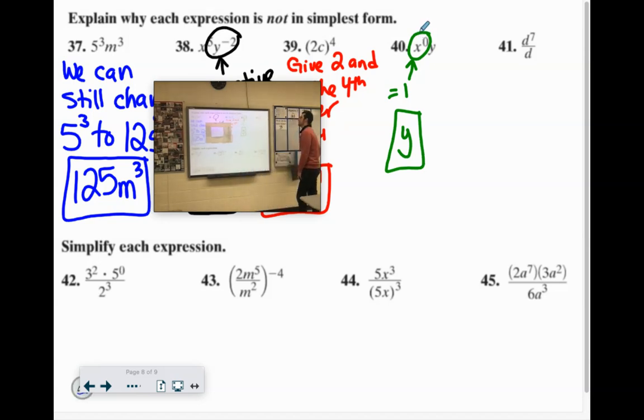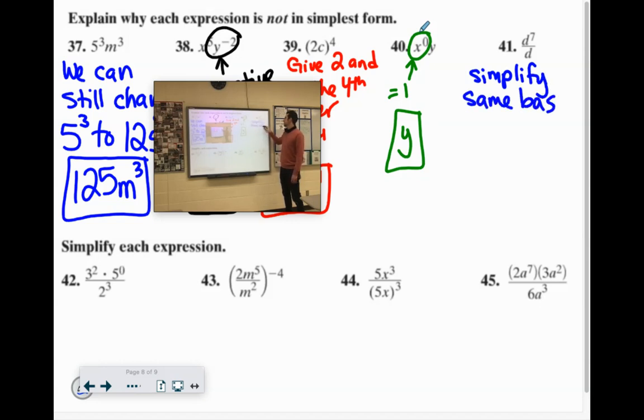And d to the 7th over d, we can still simplify the same base, which is d. So we're going to subtract the exponents. 7 minus 1 would be d to the 6th.